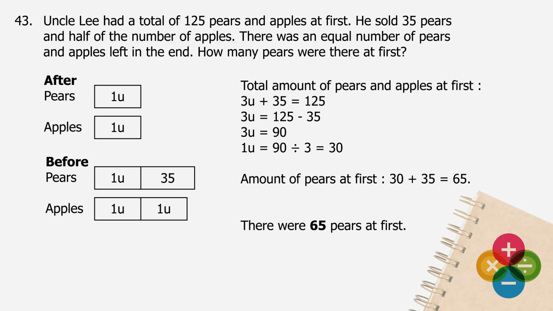There was an equal number of pears and apples left in the end. Let the amount of pears in the end be 1 unit, and apples be 1 unit. The total amount of pears and apples at first will be 3 units, plus 35. 3 units plus 35 is equal to 125. 3 units will be, subtract 35 from 125, and the difference is 90. 1 unit will be, divide 90 by 3, and the quotient is 30. The amount of pears at first will be, add 30 to 35, and the sum is 65. There were 65 pears at first.